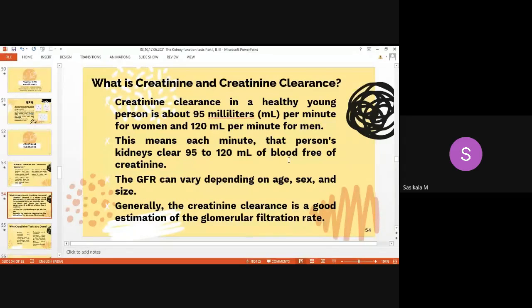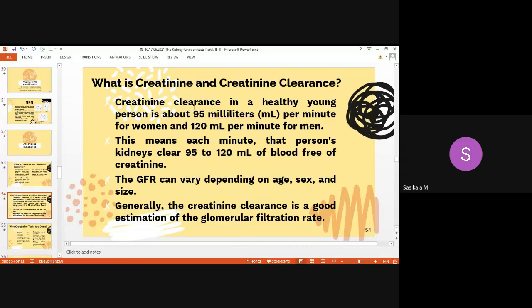Got it? Now let's see the normal range of creatinine and creatinine clearance. The normal range of creatinine we have already seen in the practical, right? For male and female, how much should it be? It should be below 2 milligram per deciliter, less than 2, right? That is nearly 0.9 to 1.4 milligram per deciliter for male and 0.8 to 1.2 milligram per deciliter for female, right? That is the normal blood creatinine level.